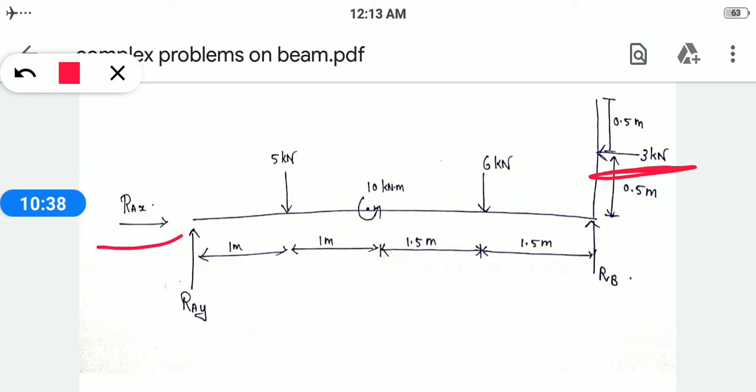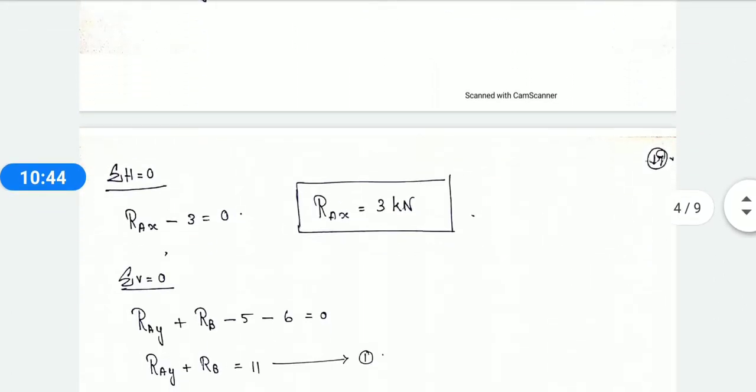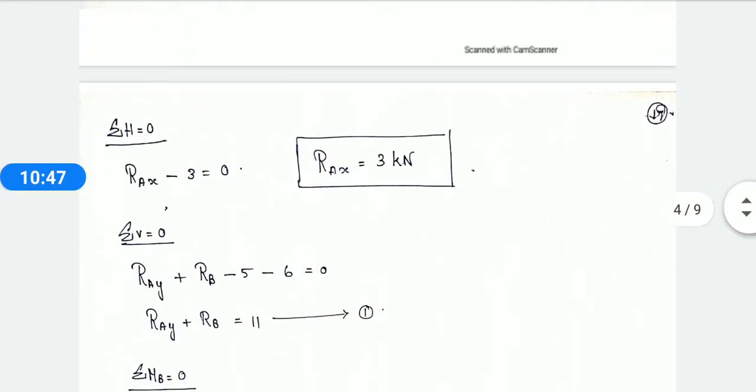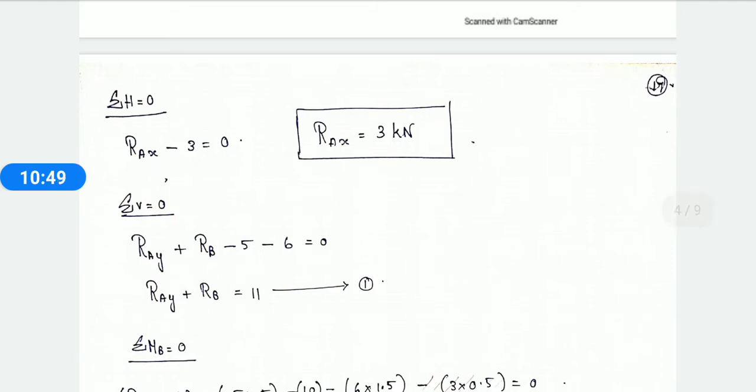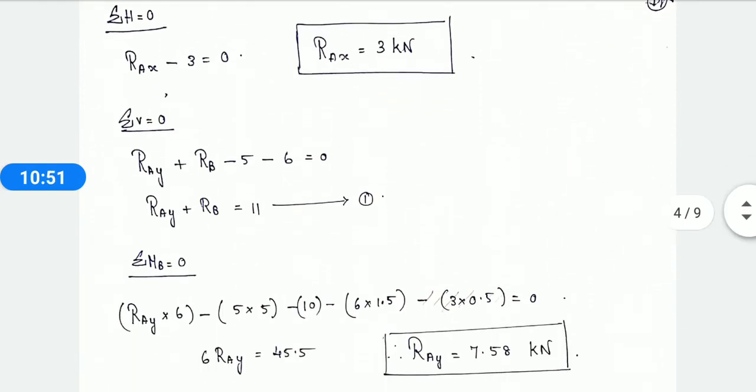What is the other force? RAX, which is acting in a positive direction. So your summation of H is equal to 0, and you will get a value for RAX. When you vertically resolve it, you will get one equation.